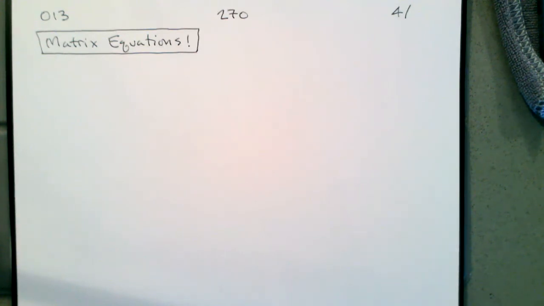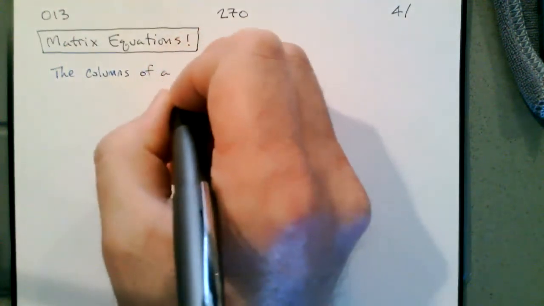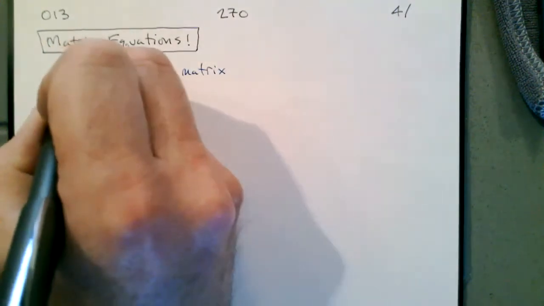The great thing is we've already done this. We just have to look at it from a certain point of view. So we are going to think of the columns of a matrix as a set of vectors. That's where this starts. The columns of a matrix are a set of vectors.